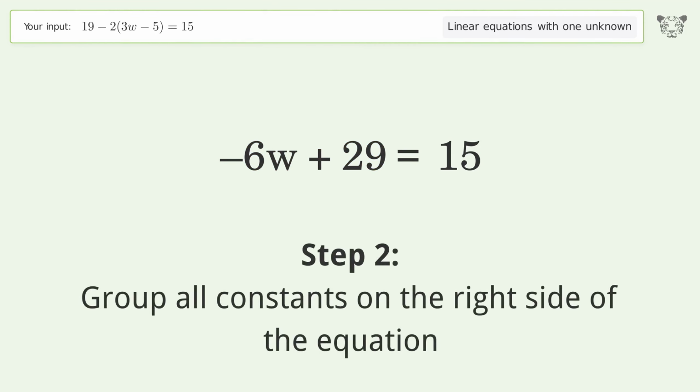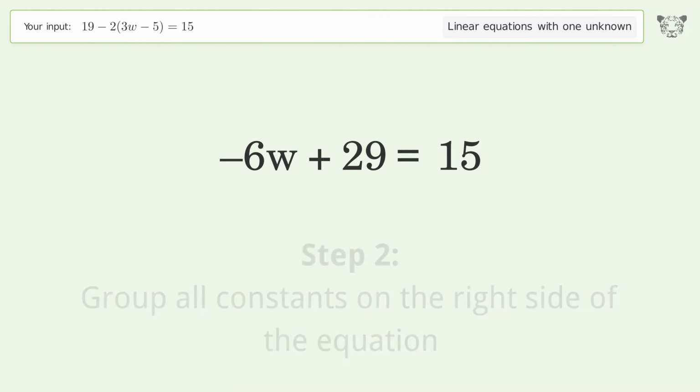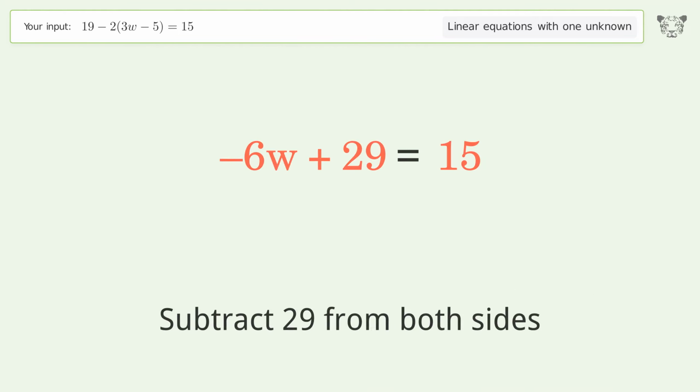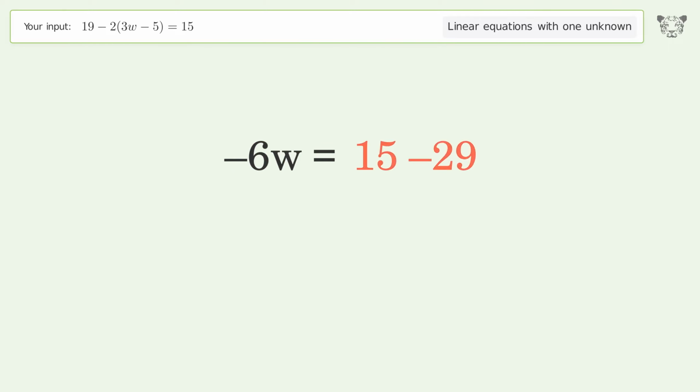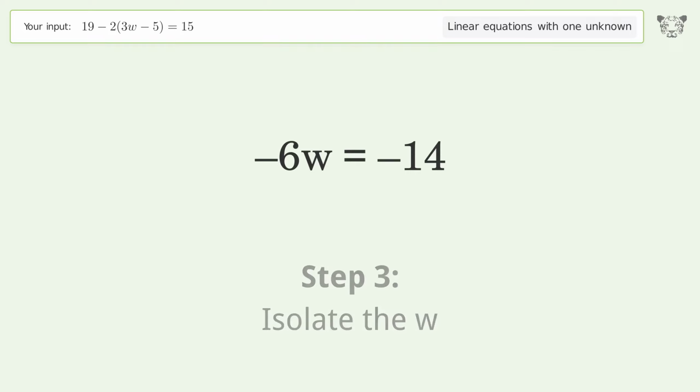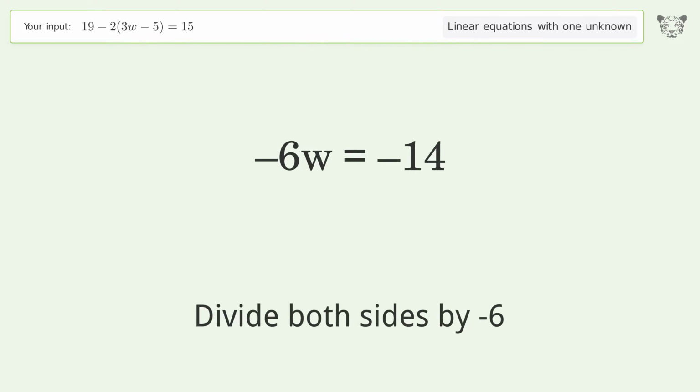Group all constants on the right side of the equation. Subtract 29 from both sides. Simplify the arithmetic. Isolate the w. Divide both sides by -6.